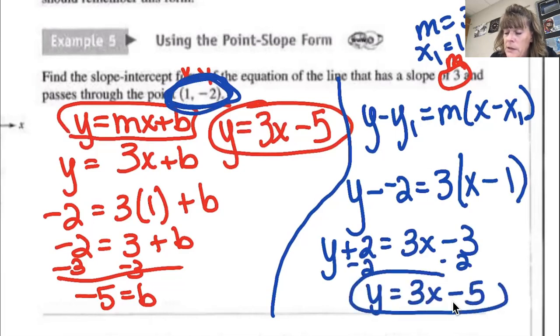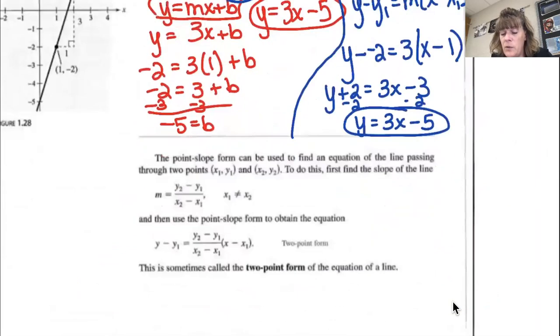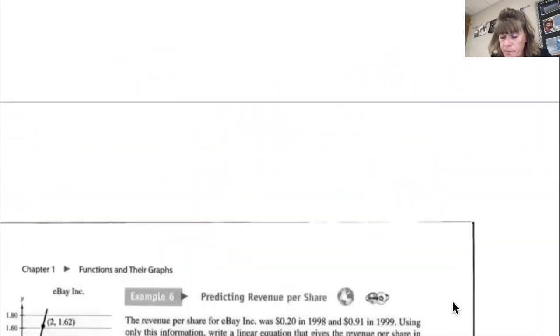Now in this case, either way is pretty much the same amount of work. If you have a situation where you get a bunch of yucky fractions, then it actually is easier to use this point slope form than the slope intercept form. But if you're most comfortable with that, it's fine. You can leave it that way.